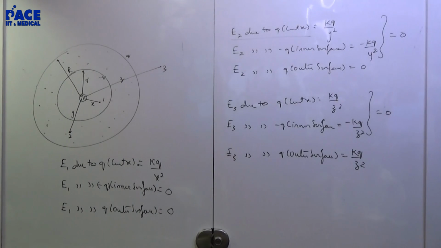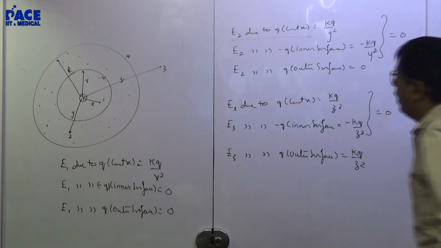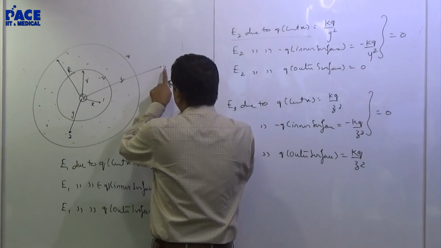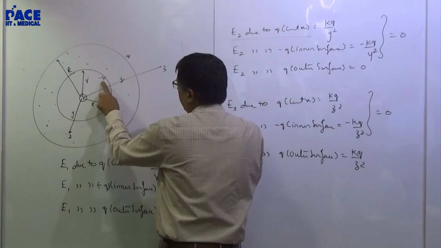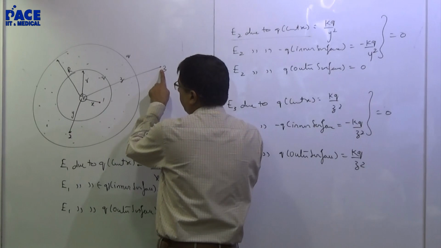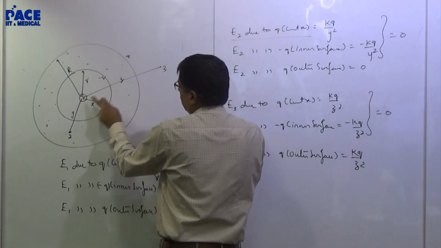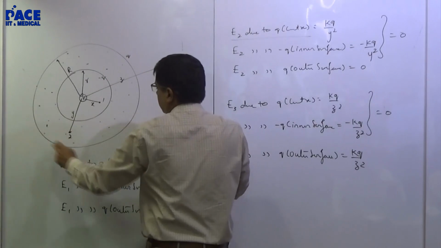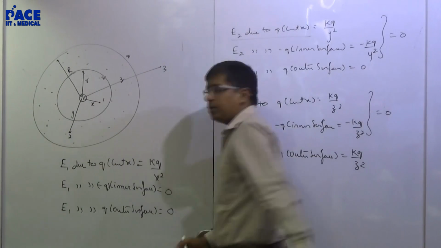So in the third point, the field is due to the plus Q on the outer surface. So why did we take the distance to be Z? Given in the question, at a point 3, distance from the center is z. So for any external point, what is the field? Q and minus Q will cancel out the field here. Here the field is only because of this charge. For any external point, whole of the charge appears to be at the center.